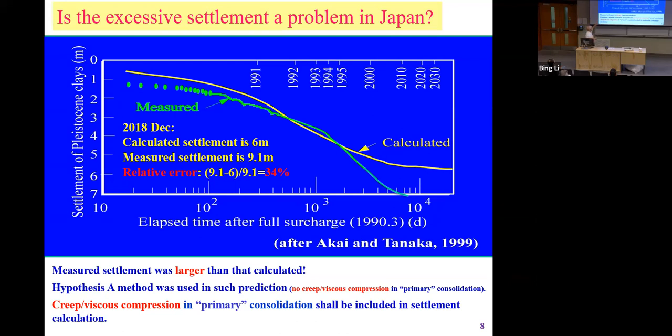And this kind of sediment is mainly caused by creep. So you can see the creep sediment can be really big. I don't know all the details, but at least we remember creep sediment is very important and contributes a lot to the post-construction sediment. So we have to pay attention to creep compression.